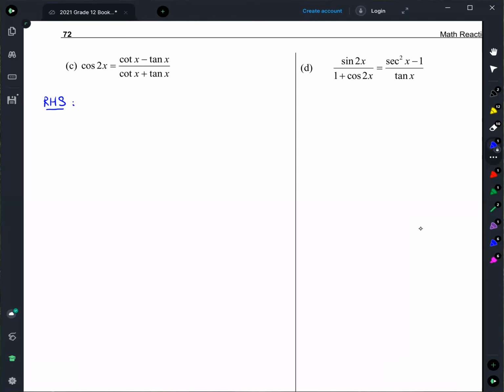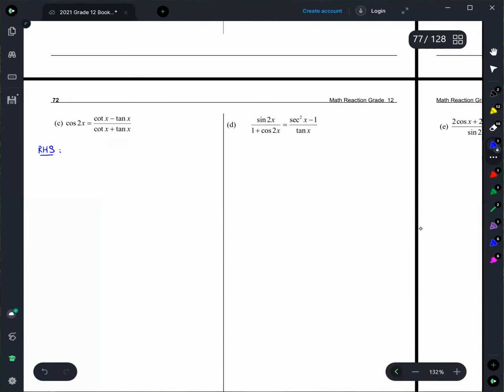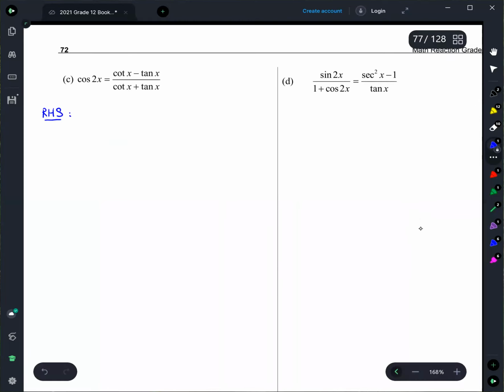Based on our experience before, when we see cotangent and tangent, we can turn them into either sine or cosine. As you do more questions, you will know better what to do. I'll let you go as far as you can, and after you get stuck or reach the final answer, you can raise your hand. I just want to see how far you can go by yourselves. So start with the right-hand side. Once you cannot do anything else, raise your hand.